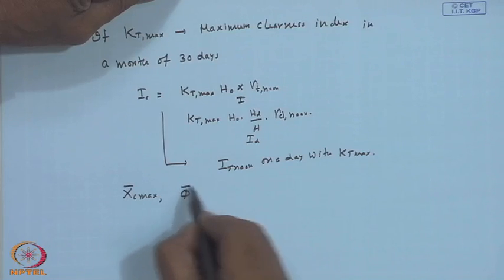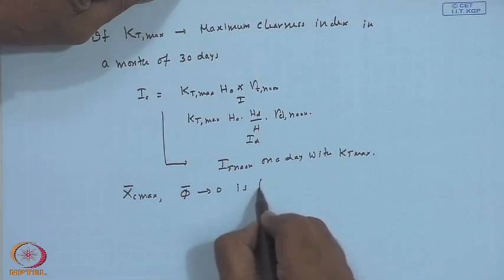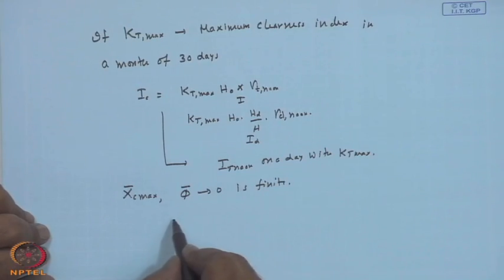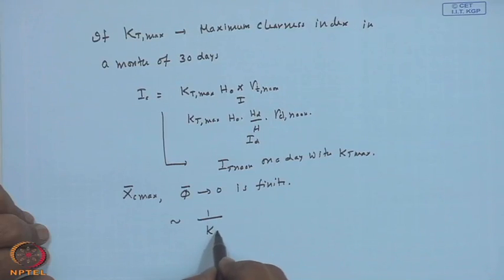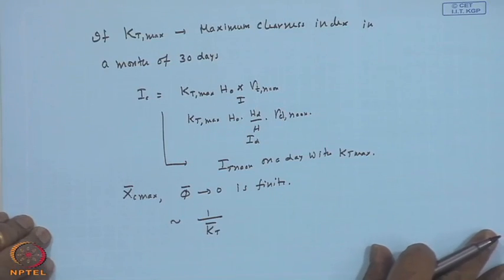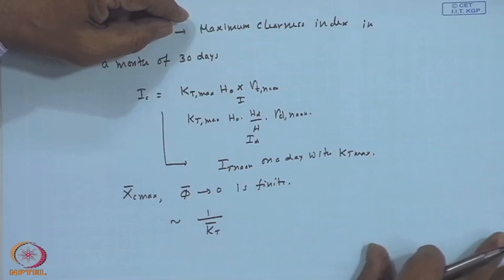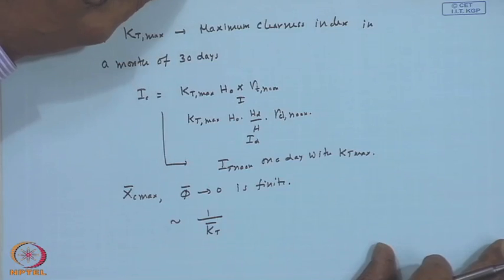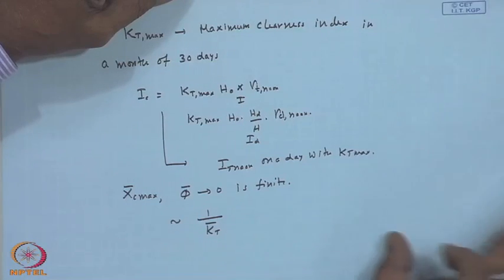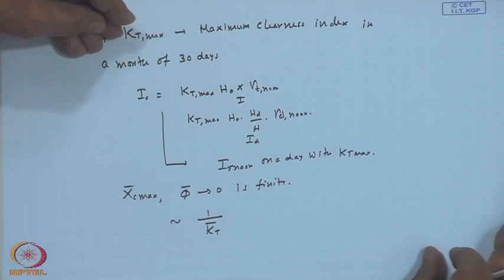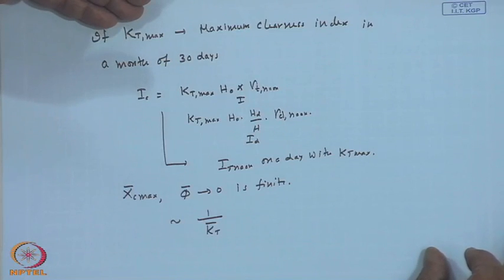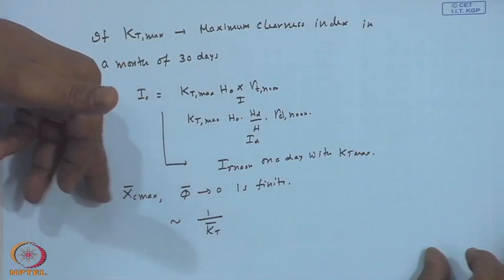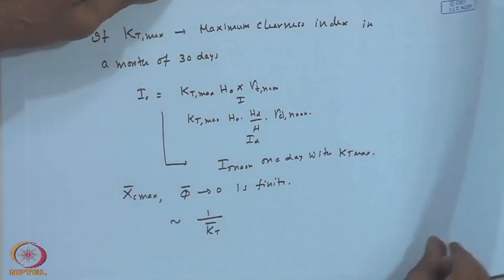Okay. So, X C max for which phi bar is 0 is finite. Approximately, it will be equal to 1 by K T bar. If average clearness index is equal to 0.5, if the non-dimensional critical radiation level is 2, almost phi bar will be 0. That is, if you assume that K T max can at best be 1. So, the solar radiation at noon time will be twice that of the solar radiation on the average day. So, the ratio of X bar should be 1 upon K T bar. It is a simple logic.